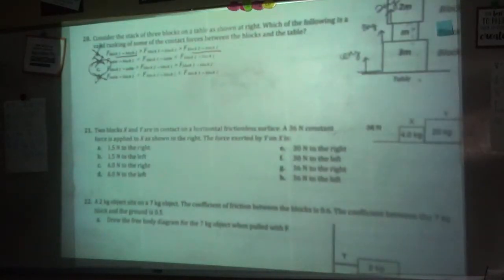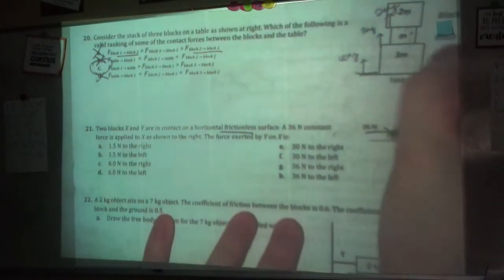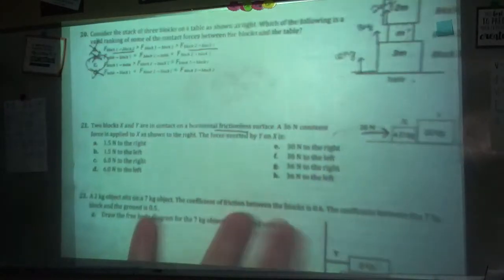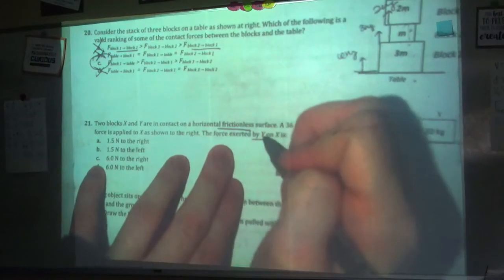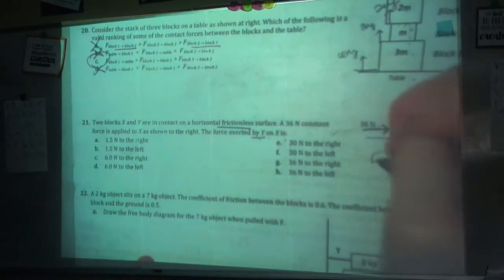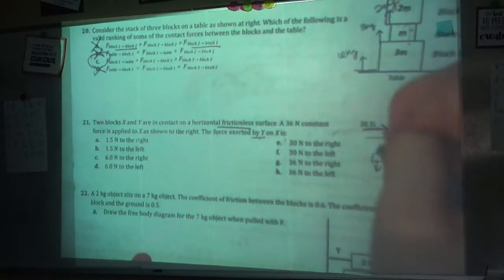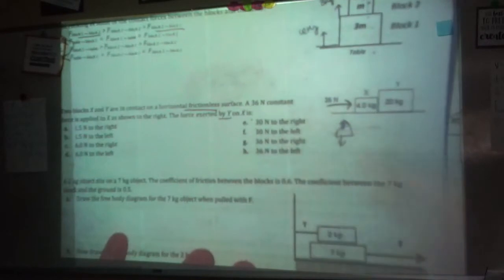2 blocks in contact, frictionless surface, 36 newtons is applied to X as shown. It's super light, but it's being pushed to the right at 36 newtons. And we want the force exerted by Y on X. So we're going to draw our free body diagrams. We, of course, have gravity and normal, but it's frictionless and it's accelerating sideways, so those are just going to be balanced. They're not going to affect us.